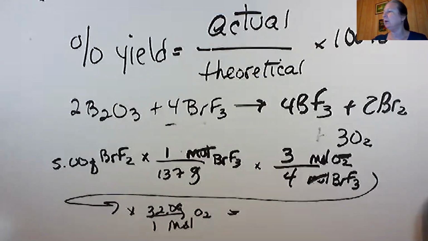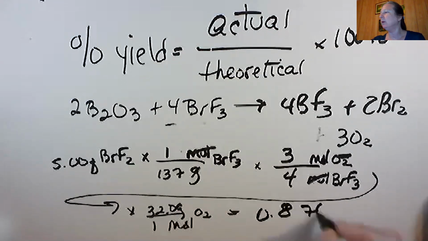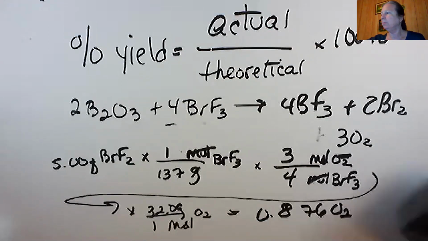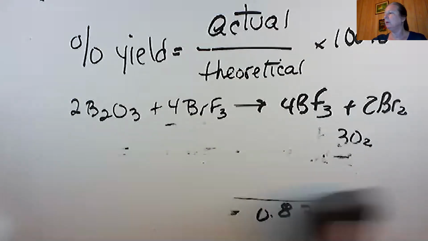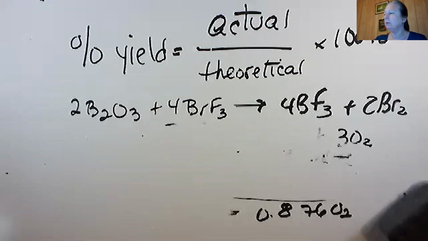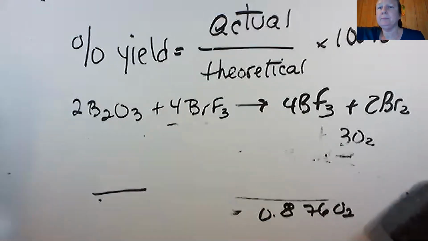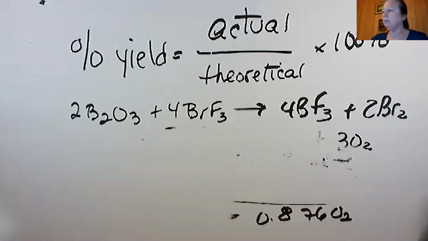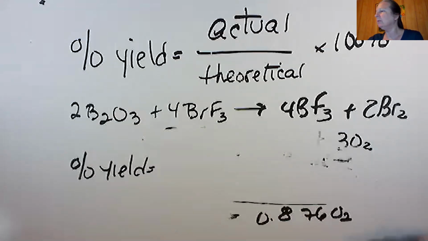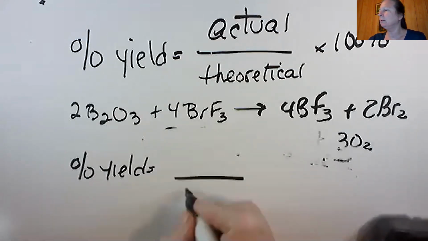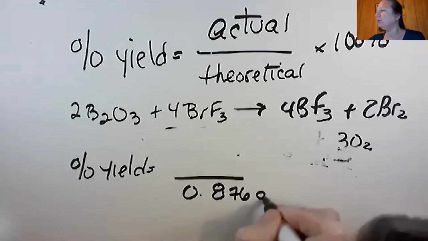So when you do all of this, you end up with a calculated or theoretical yield of 0.876 grams of oxygen. Okay. I'm going to erase this because I have no room. So your theoretical yield, I'm going to put on the bottom. I'll write it a little bit higher. 0.876. Okay, so that's what you calculated.